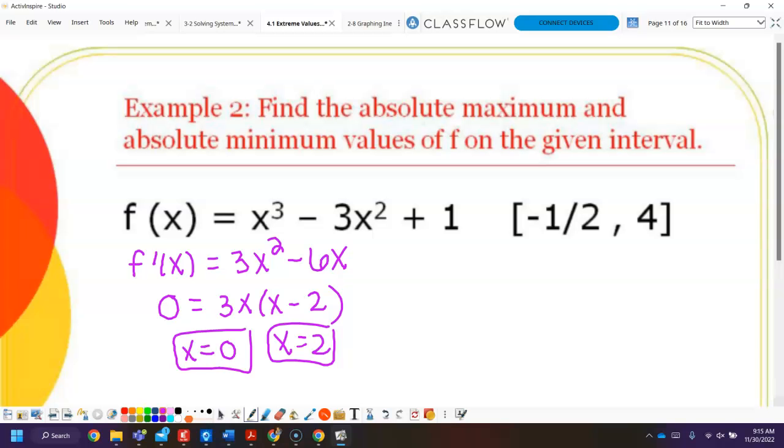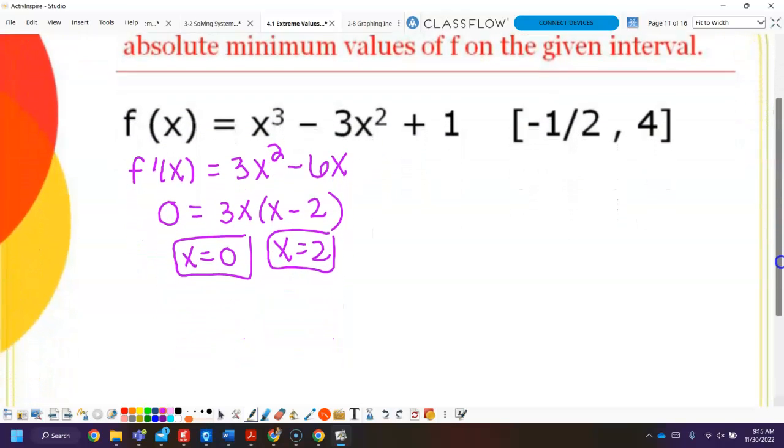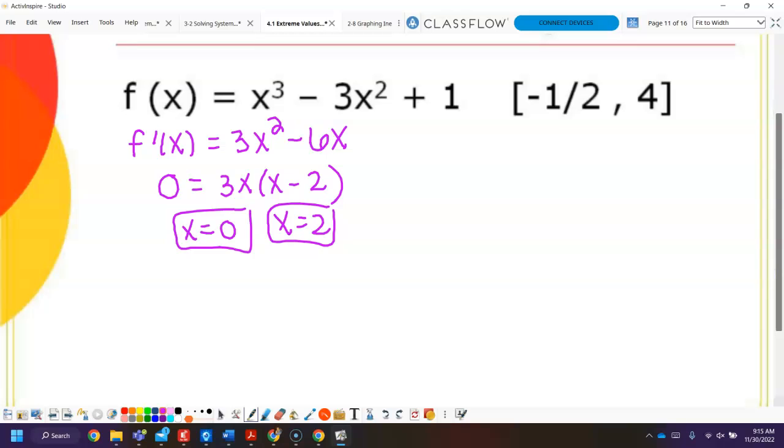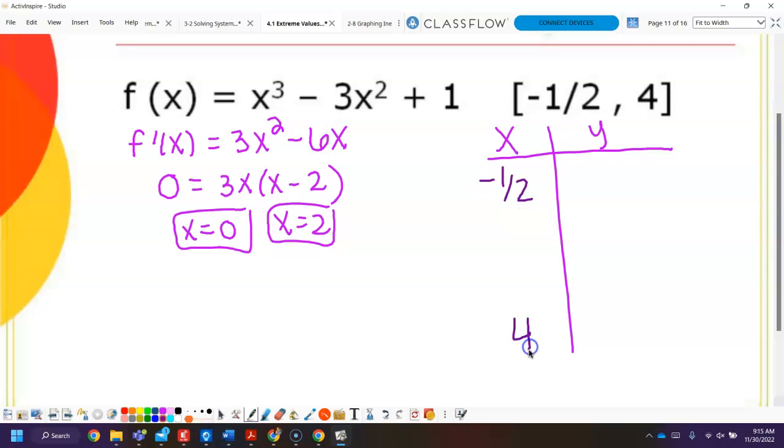So then you apply that candidate's test. So we're going to say, okay, where are the absolutes? The absolutes are going to occur at the highest y value. So you need to take into account both the endpoints and any critical point that occurs between them.